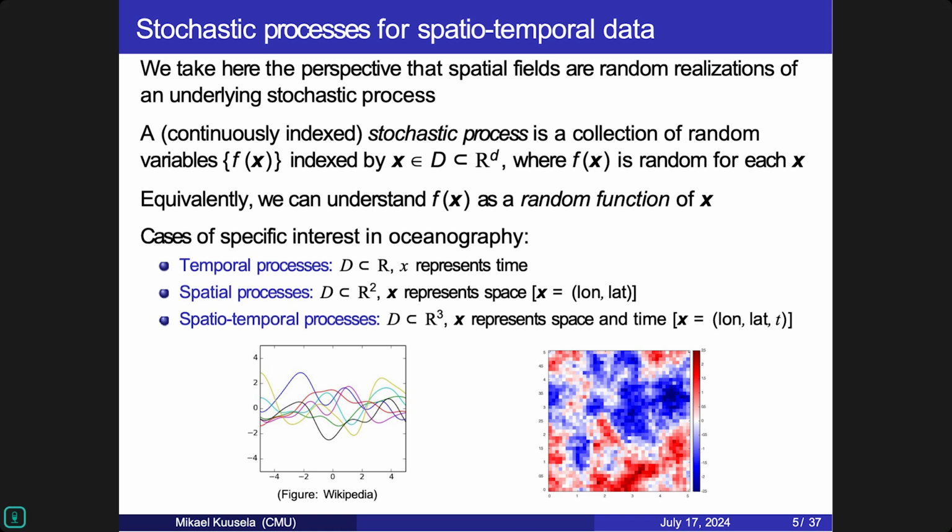Okay, so this is the basic setup. It is very important to understand that when we talk about these methods, we always think of the underlying field. So there's no data yet. We're just talking about the underlying field as being a random function, or a stochastic process in other words.